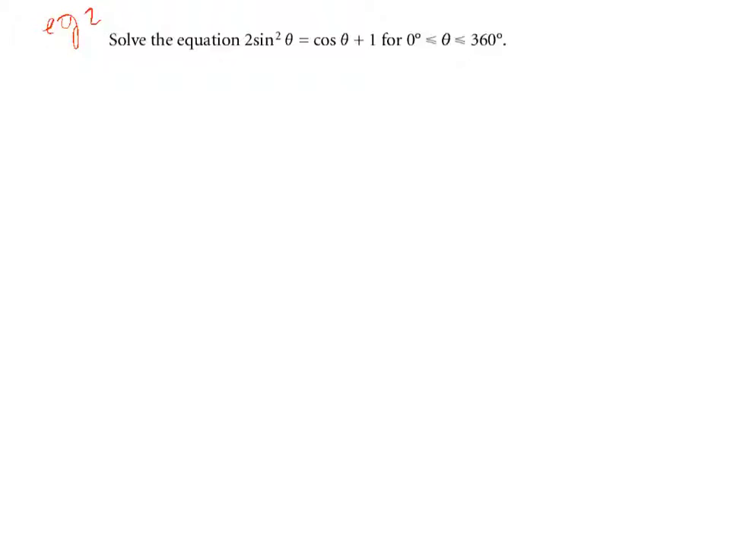Right, the second example that I'd like to do is one in which we have sine squared theta and a cos theta. What we want to do immediately is to bring everything down to either sines or cosines. So we know there are two identities. We know that sine theta over cos theta equals tan theta, but we also know sine squared theta plus cos squared theta equals 1. I can therefore rearrange this.